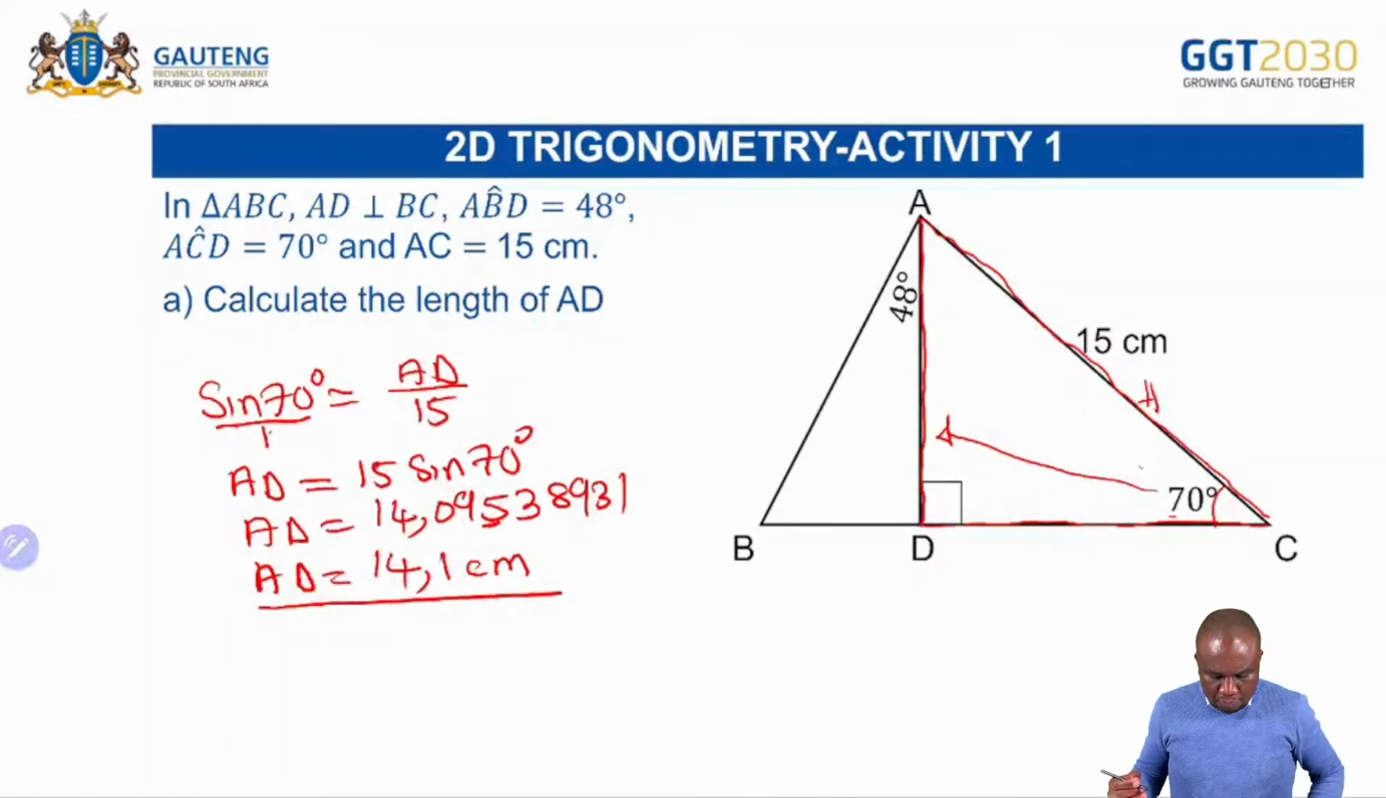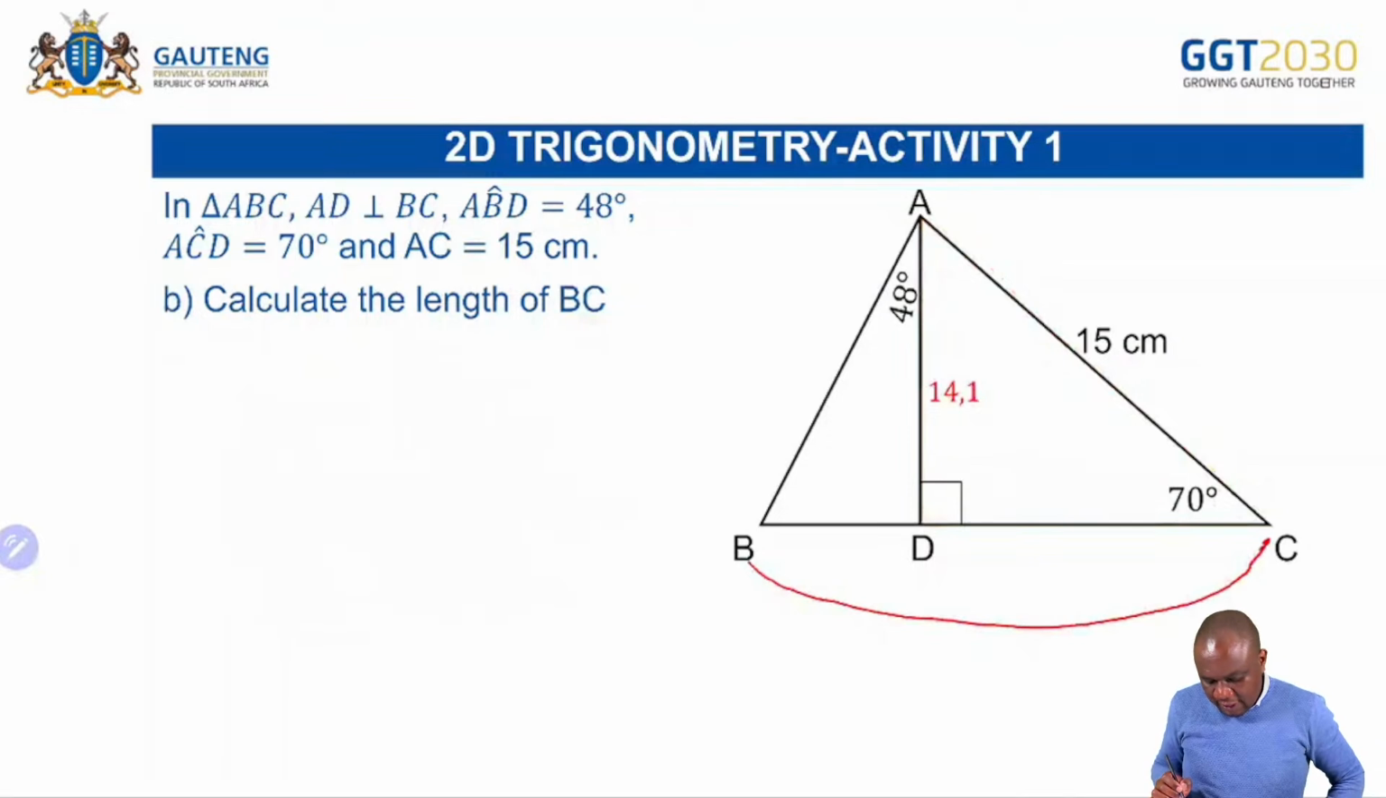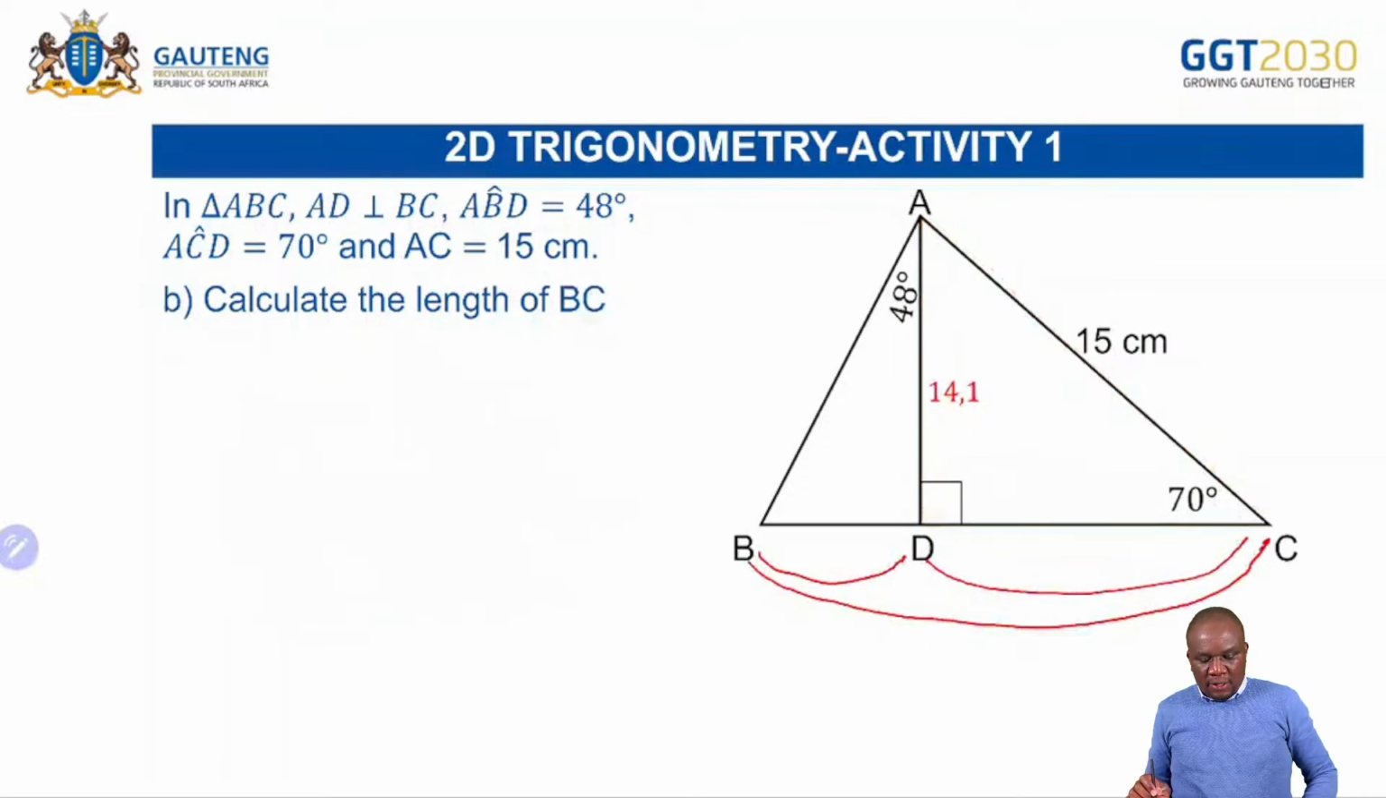All right, let's do BC. We want BC, this is BC. So we need to find BD and then also find DC there. We find BD and DC, then these two will give us BC. Let's start by finding BD. So we're going to concentrate on this smaller triangle, ABD.